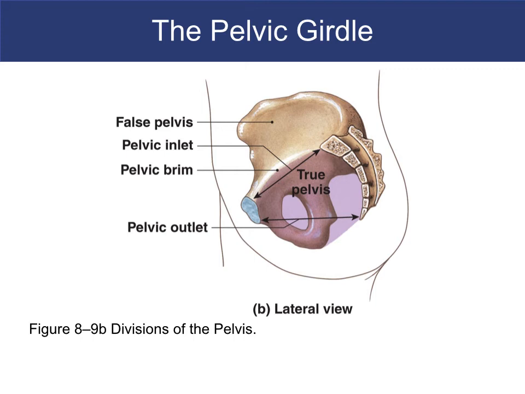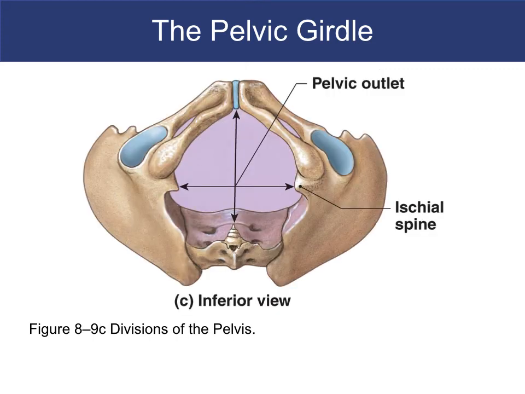Picture's better. This is the real critical distance, because this is the shortest in most women, the distance between the ischial spines.